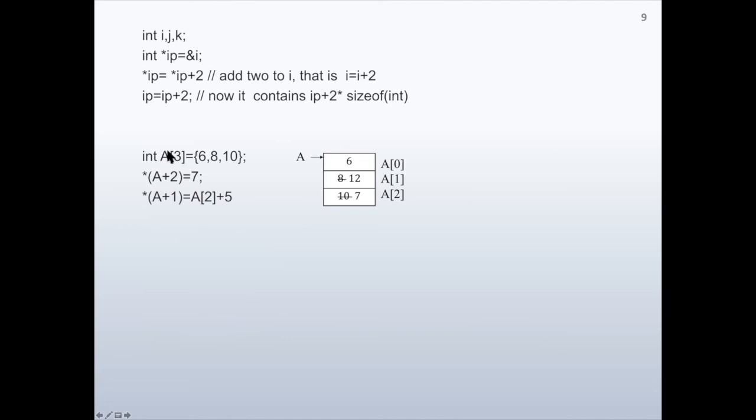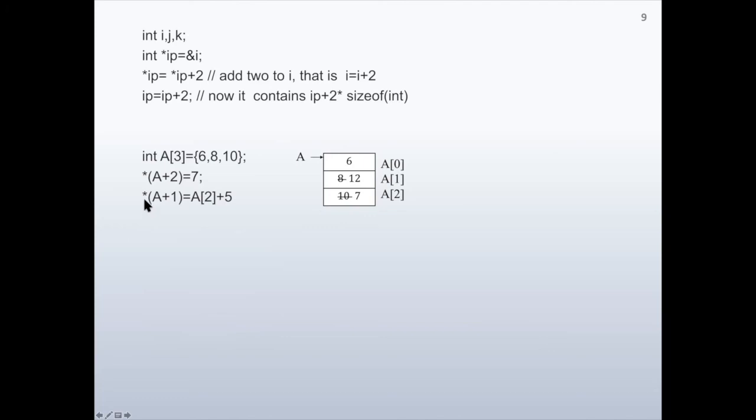Remember that A is a pointer pointing to the start of the array. If we write A plus 2, this is the item pointed by A. It has the address of A0. When it is incremented by 2, it will point to A2, and then the item there is updated. It is assigned the value 7. So the value here is changed to 7.